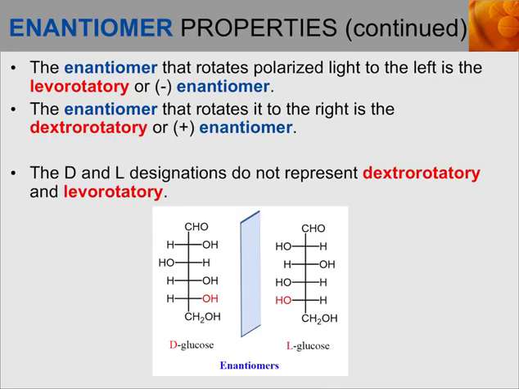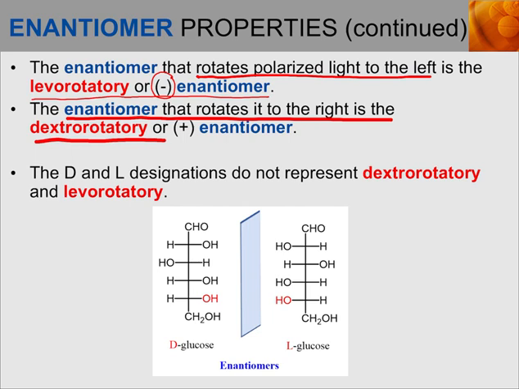Okay, so back to enantiomer properties. The enantiomer that will rotate polarized light to the left is called the levorotatory enantiomer. We can also symbolize this as a negative sign in parentheses. The enantiomer that rotates light to the right is the dextrorotatory or positive enantiomer.